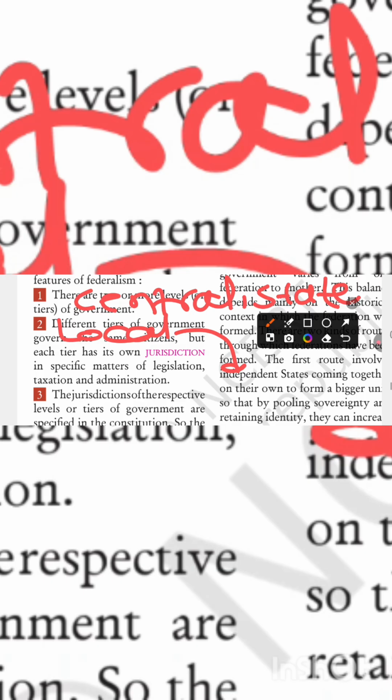But each tier has its own jurisdiction. So what is jurisdiction? Jurisdiction is basically the functioning area, meaning the state government, central government, and local government will work within their own domain. It is basically domain, and they are given specific matters of legislation, taxation and administration. Specific matters, like in the case of the state, you will see there are 66 matters given.